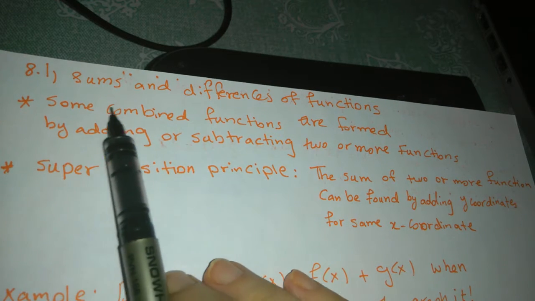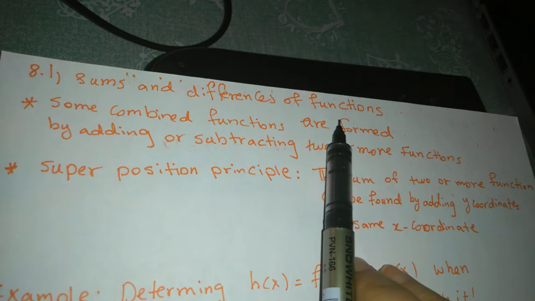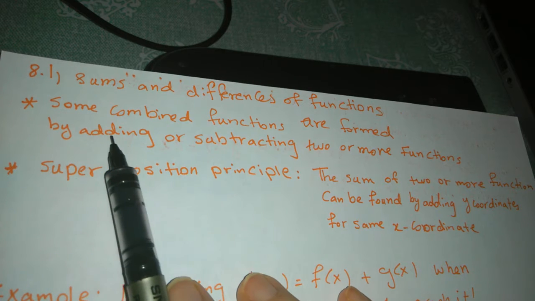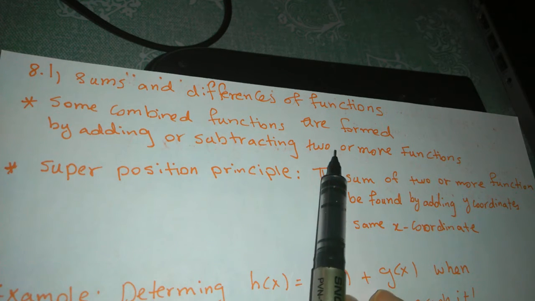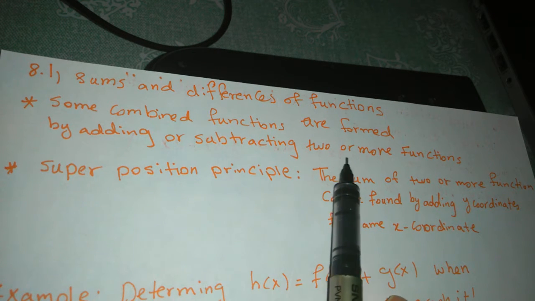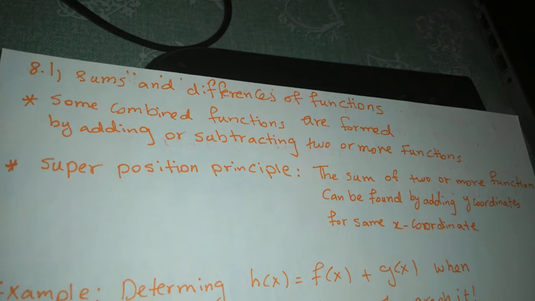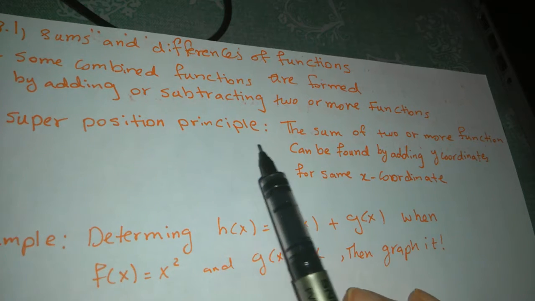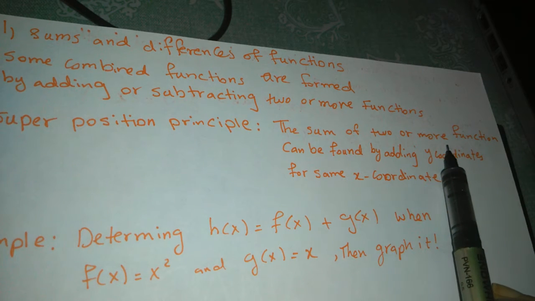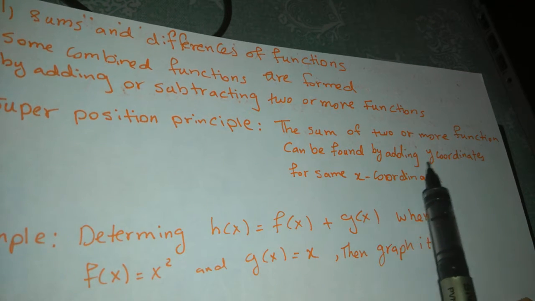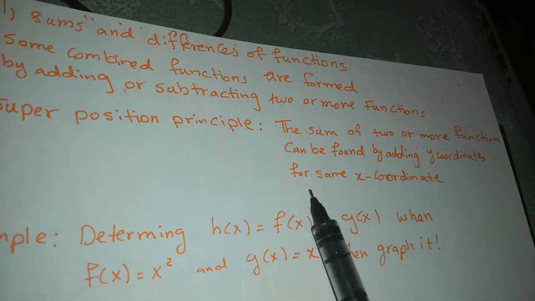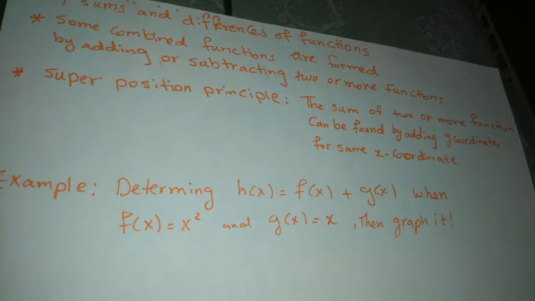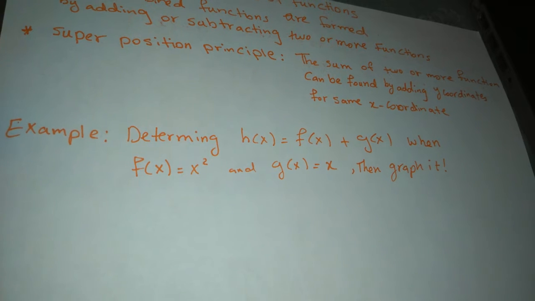So 8.1, sum and the difference of functions. Some combined functions are formed by adding or subtracting two or more functions. We want to today do the superposition principle. What is the superposition principle? The sum of two or more functions can be found by adding the y coordinate for the same x coordinate. So I want to do an example with you.